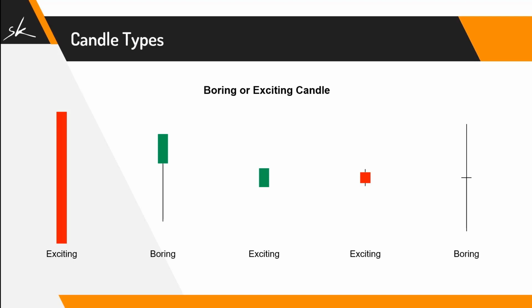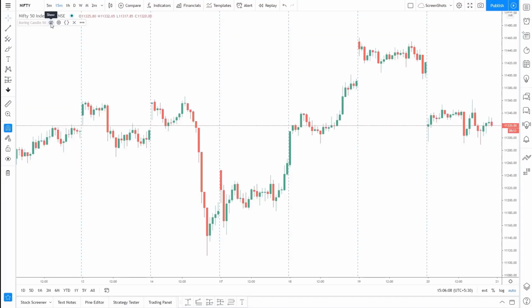To make it easy for us, I have created a custom built indicator which will automatically identify boring candles on the chart. Let's look at some examples of boring candles on charts using this boring candle indicator. Currently, on the chart you can see that candles are either green or red. After applying the boring candle indicator, candles with body range less than or equal to 50% of the candle range have been converted into blue color candles. Therefore, all the blue color candles which you see on the chart are boring candles.